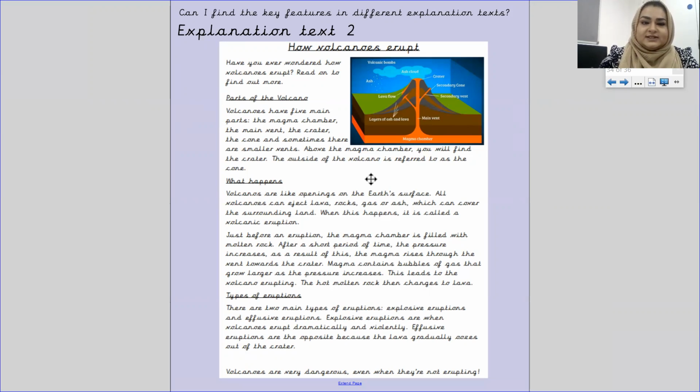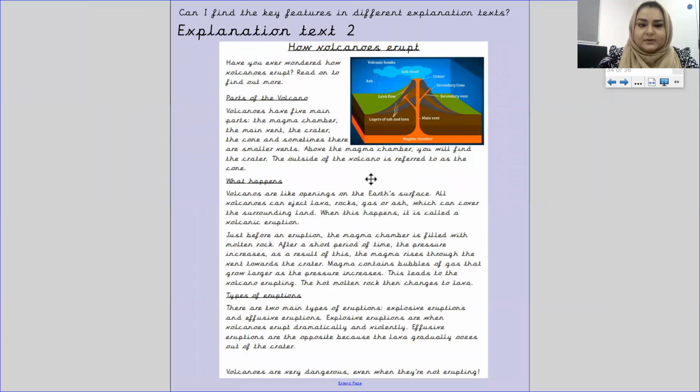What happens? Volcanoes are like openings on the Earth's surface. All volcanoes can eject lava, rocks, gas, or ash, which can cover the surrounding land. When this happens, it is called a volcanic eruption. Just before an eruption, the magma chamber is filled with molten rock. After a short period of time, the pressure increases. As a result of this, the magma rises through the vent towards the crater. Magma contains bubbles of gas that grow larger as the pressure increases. This leads to the volcano erupting. The hot molten rock then changes to lava.